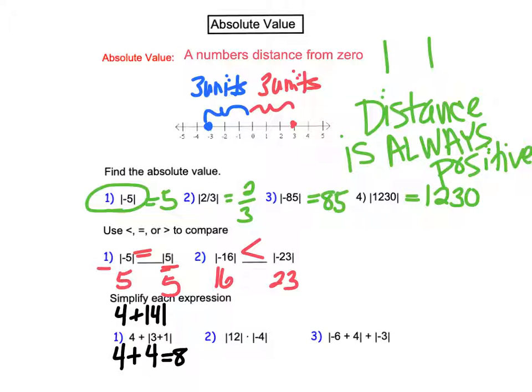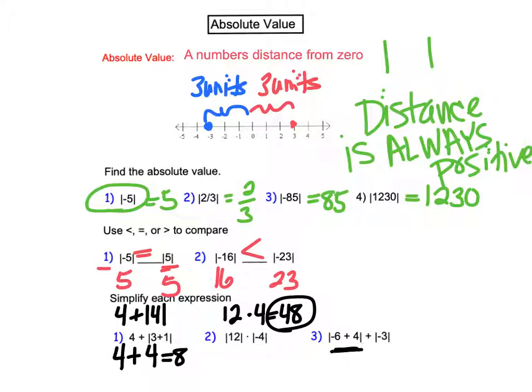Over at number 2, the absolute value of 12 is 12, and the absolute value of negative 4 is a positive 4. And so after you've evaluated those absolute values, those bars go away, and then you simply can do 12 times 4, which is 48. So that is simplified.